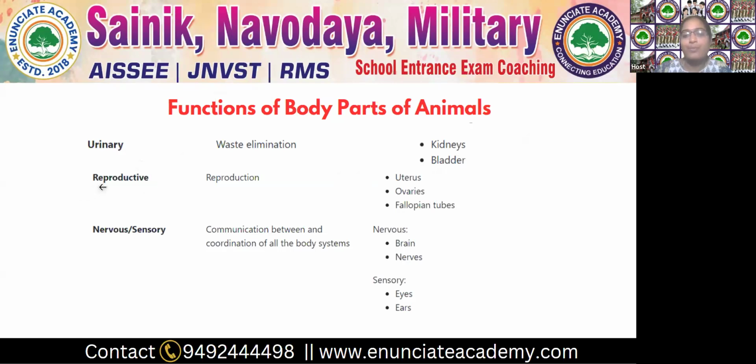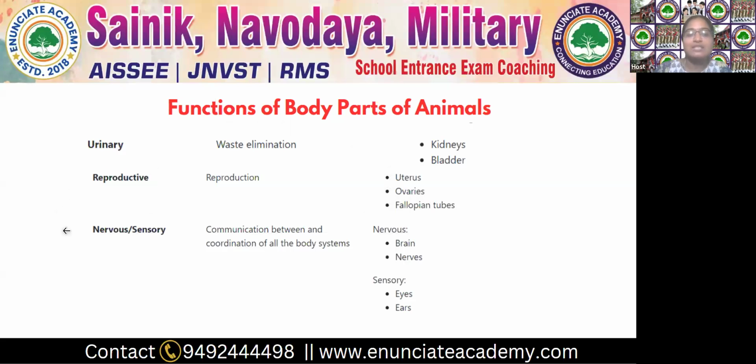In reproduction, the uterus, ovaries and fallopian tubes are the important parts in the reproductive system. Uterus and ovaries, and fallopian tubes. These are the key important body parts of the reproductive system.